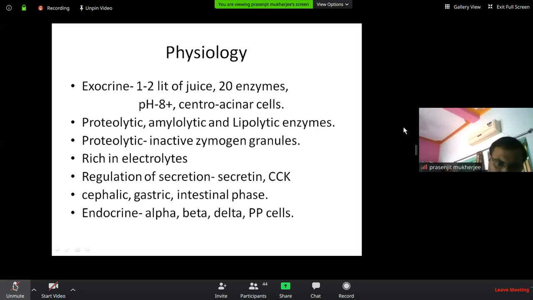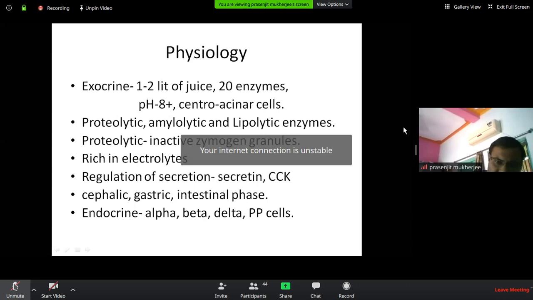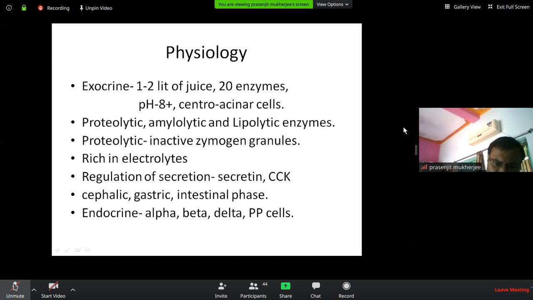Now, the centroacinar cells are the cells where enzymes are stored. You remember there are proteolytic enzymes, which are trypsin and chymotrypsin. Amylolytic enzymes are amylase, and lipolytic enzymes are lipase and phospholipase A2. There are other enzymes like elastase that is responsible for breaking down elastic tissue. Okay. Now remember, the most important ones are the proteolytic enzymes, that means trypsin and chymotrypsin.